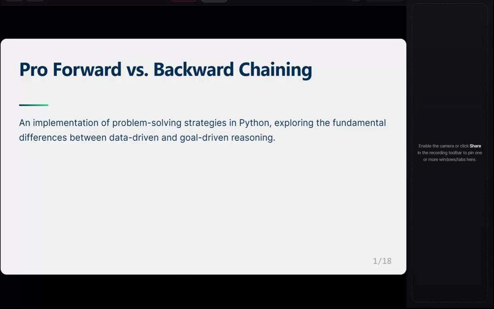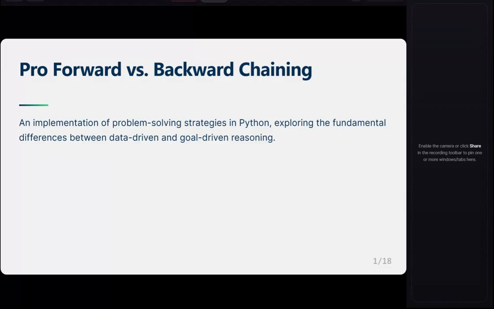Today, we're going to demystify the core of AI reasoning, forward and backward chaining. We'll be using our Python Animal Classification Lab as our playground. By the end of this session, you'll see exactly how logic engines think and how you can implement these strategies in your own code to solve complex problems.